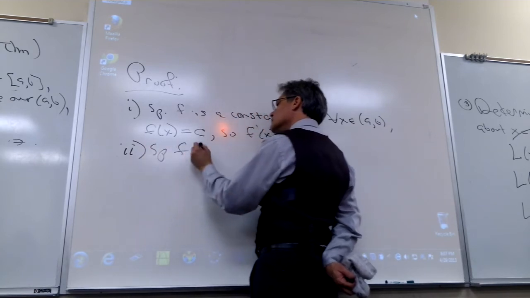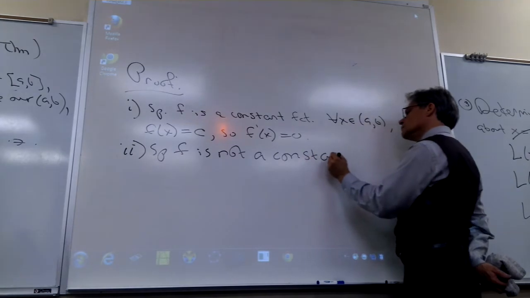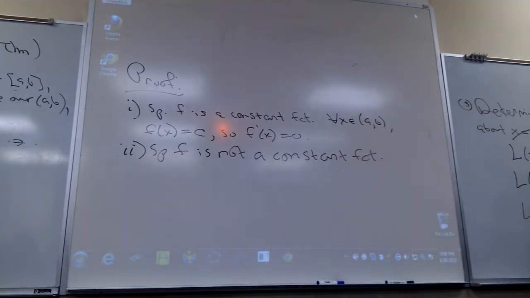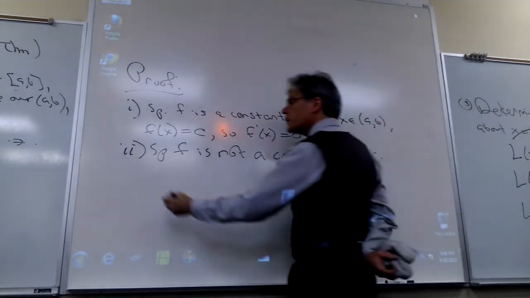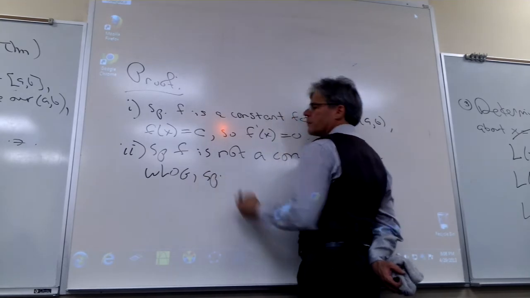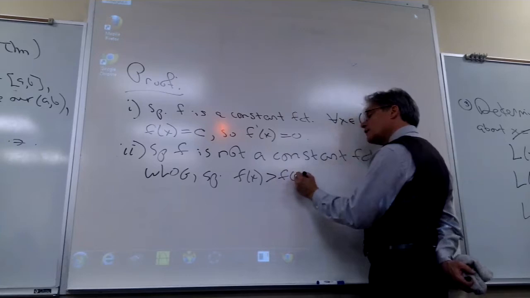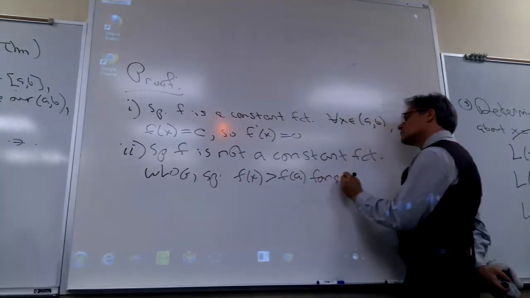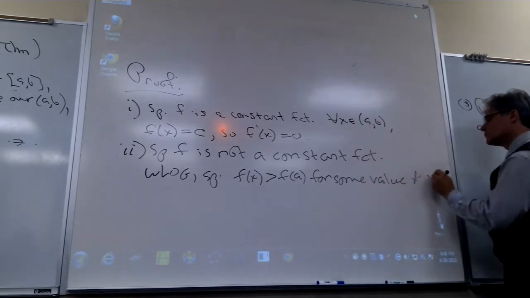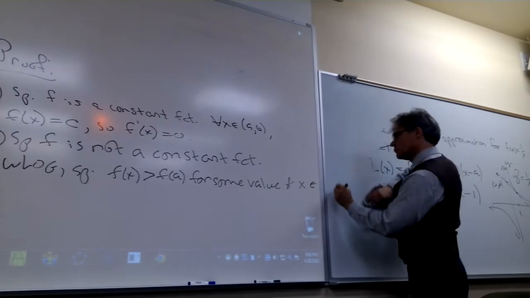Suppose f is not a constant function. And if that's the case, then without loss of generality, can I just suppose that f of x is strictly bigger than f of a for some value of x in the interval from a to b?